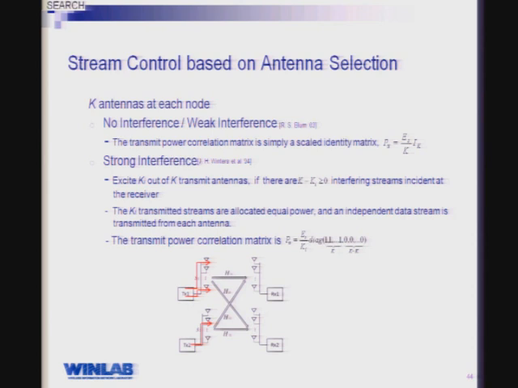In the absence of interference, the channel capacity can be maximized when equal power is put into each channel, so the transmission power correlation matrix is just a scaled identity matrix. In the case of strong interference, the number of interference streams becomes crucial. If there are k minus ki interference streams incident to the receiver, then the optimal strategy is to excite ki out of k transmit antennas. The ki transmitted streams are allocated equal power, and an independent data stream is transmitted from each antenna. So the transmit power correlation matrix is just a diagonal matrix with non-zero entries on the diagonal corresponding to the selected antennas.